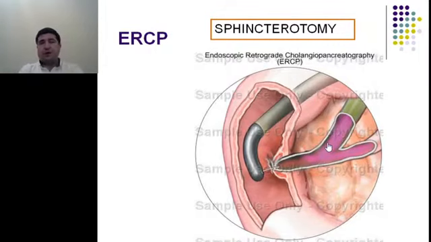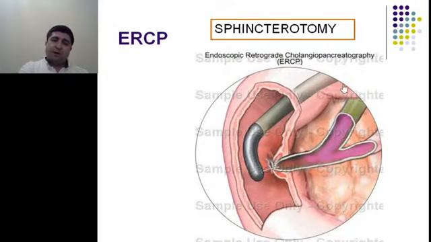This procedure is very interesting. Why? Because it's twice combined. First, it combines methods: an endoscopic and an X-ray procedure. And second, this procedure is for diagnosis and for treatment too. So in this picture you can see how the physician enters the endoscope. It's a duodenoscope.